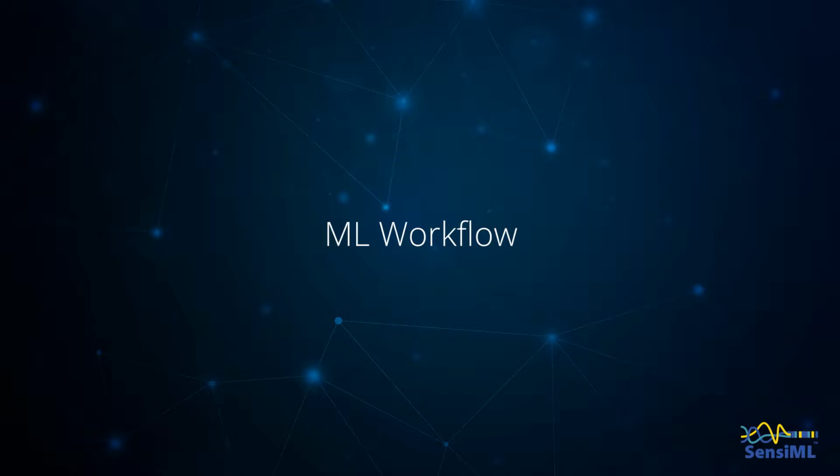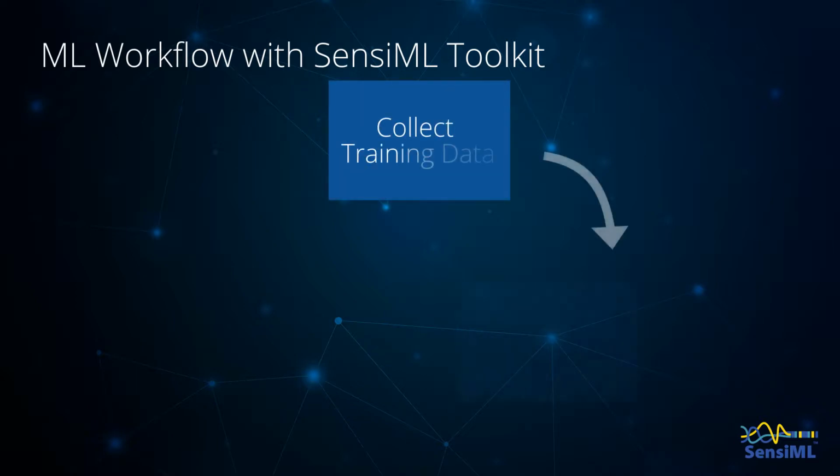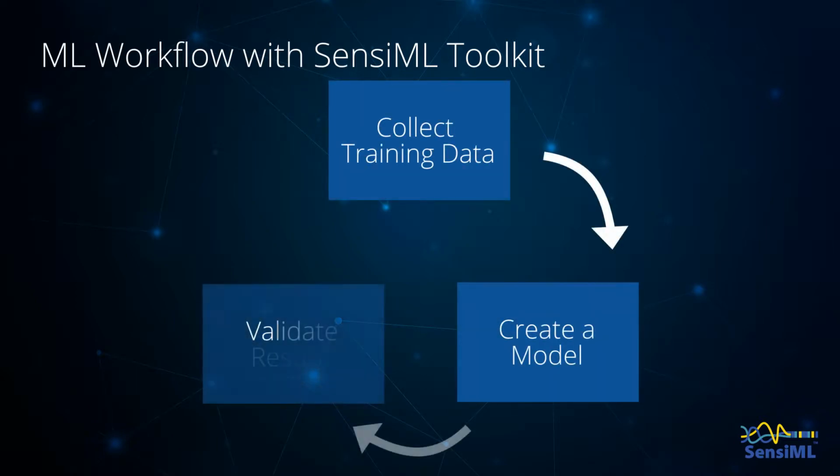Next, we're going to take a look at the fundamentals of building a smart application. Before you ever open the SensiML Toolkit, let's take a moment to think about the problem we are trying to solve. We need to build a smart algorithm that fits on a low-powered device. The SensiML Toolkit takes a train-by-example approach to do this. This approach can be broken down into 3 steps: collecting your training data, creating a model, and validating your results.